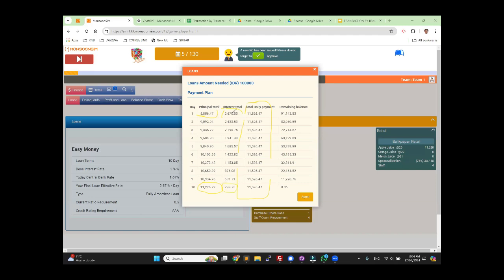Okay, so interest drops, but principal payment goes up. But my monthly payment is the same, yeah? Monthly payment is the same. So every time I pay, my remaining balance drops, until I fully pay off, and there's just a little remaining here. Okay, so that's the payment plan before I accept the loan.